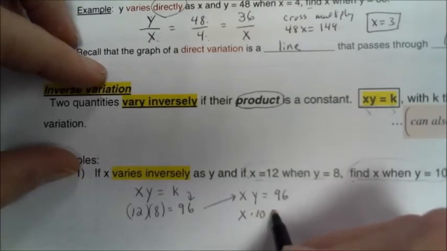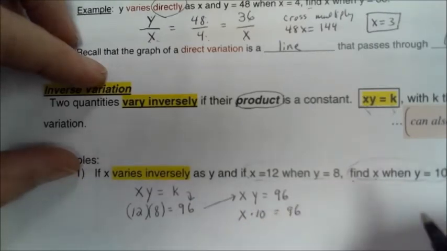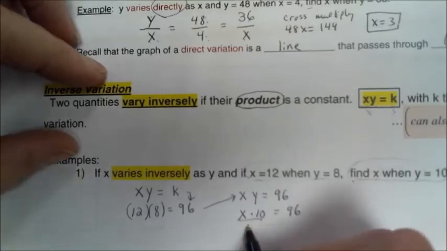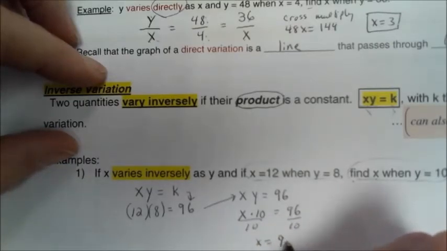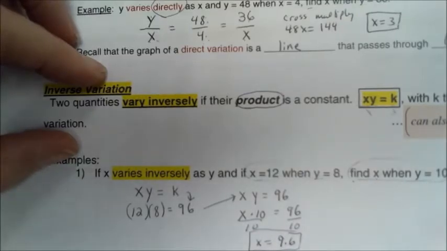Then they say find x when y equals 10. X times 10 is equal to 96. So divide both sides by 10. So x is equal to 96 over 10, which is 9.6. So that would be your answer to this problem.